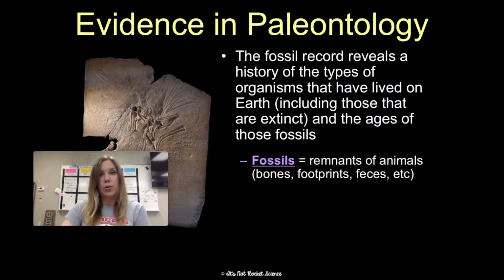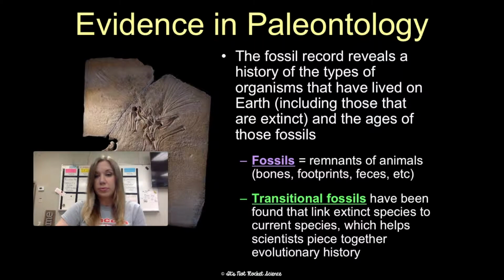So, a fossil. What is a fossil? Fossils are just remnants of animals. These can be bones, footprints, feces, just anything left behind from an animal that is found within layers of rock. And a specific type of fossil called a transitional fossil has been found, and these link extinct species to current species. These help scientists piece together evolutionary history.